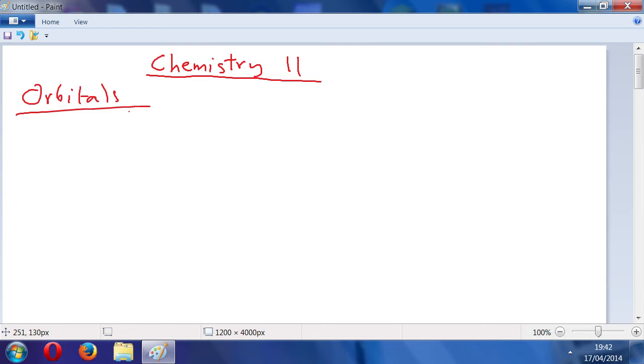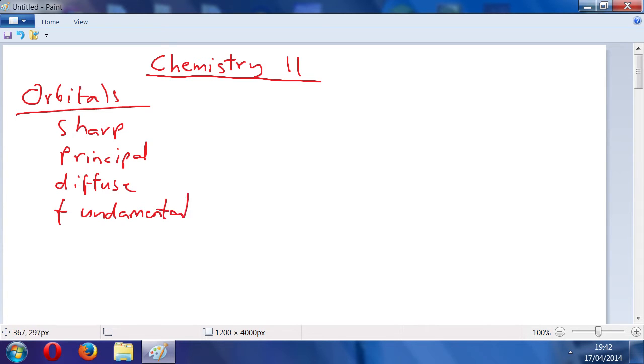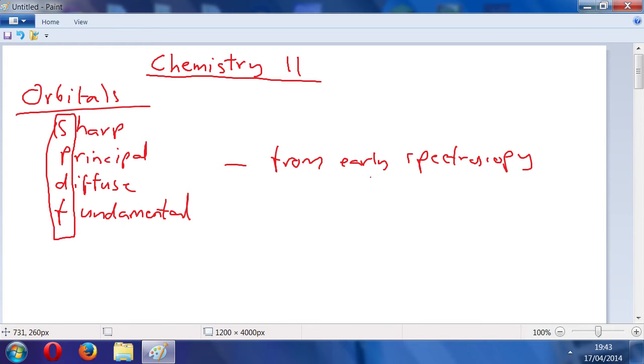I'll tell you one funny thing though, that the names of the orbitals, SPDF, mean sharp, principal, diffuse, and fundamental. And that was from early spectroscopy, alkali metals.